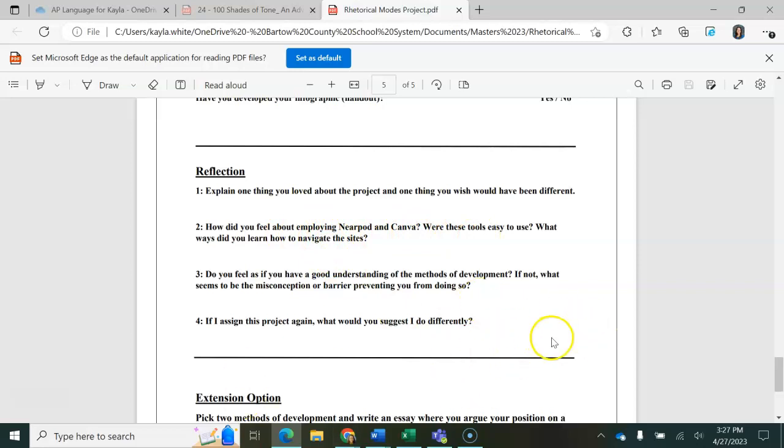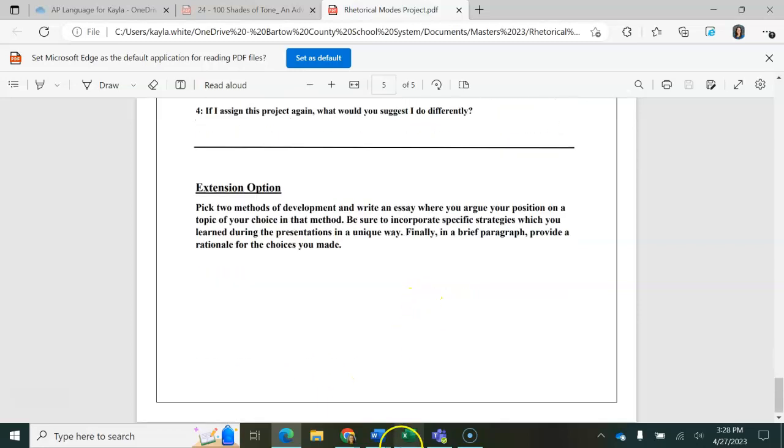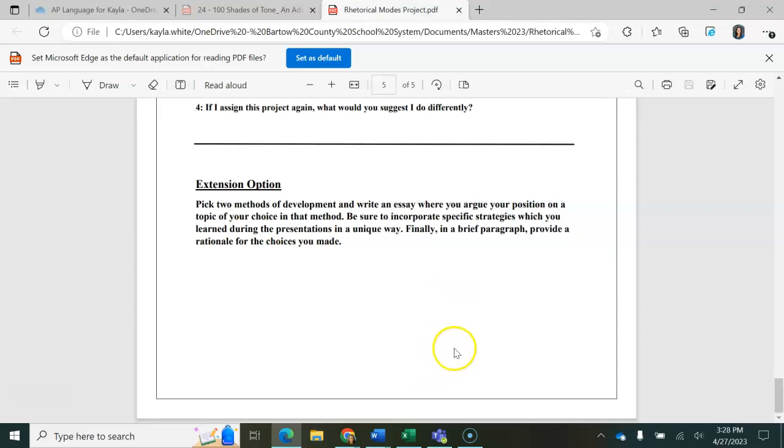And then, of course, how they felt employing Nearpod and Canva, these digital tools. Were they able to get over any misconceptions or barriers hindering their understanding? And then, of course, being able to give me some feedback and, if I were to assign this again. I also provided an extension where students could pick 2 methods of development and write an essay where they argue their position if they were feeling exceptionally wanting a challenge.